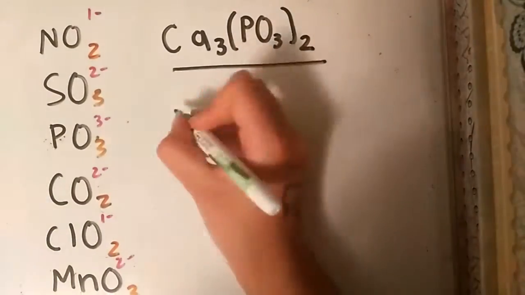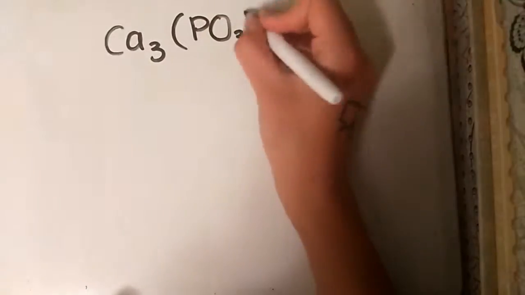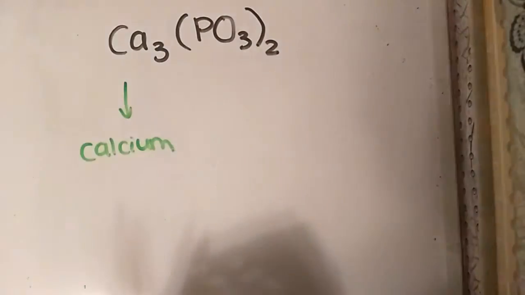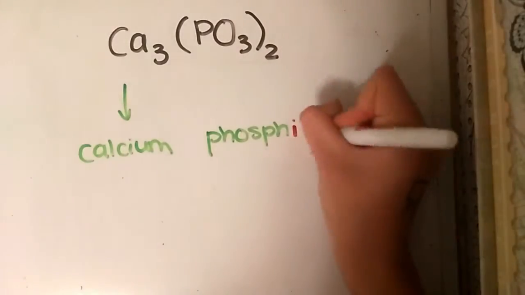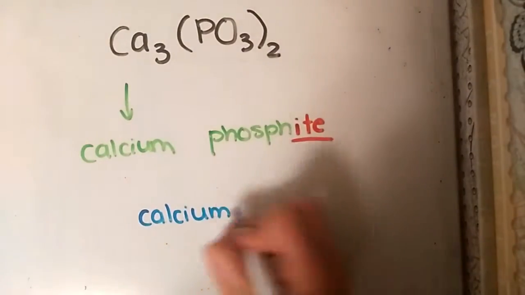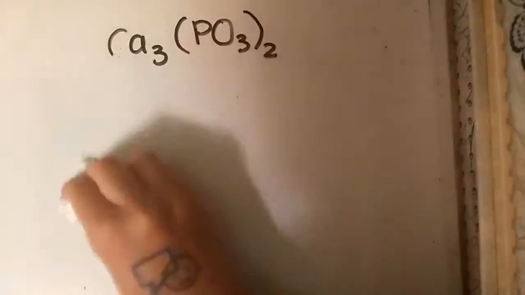Say you have Ca3(PO3)2. This is calcium, and then what would you call that? So you would take the name phosphorus, remove the ending, and write ite. So the name would be calcium phosphite. This is why they're called the ites.